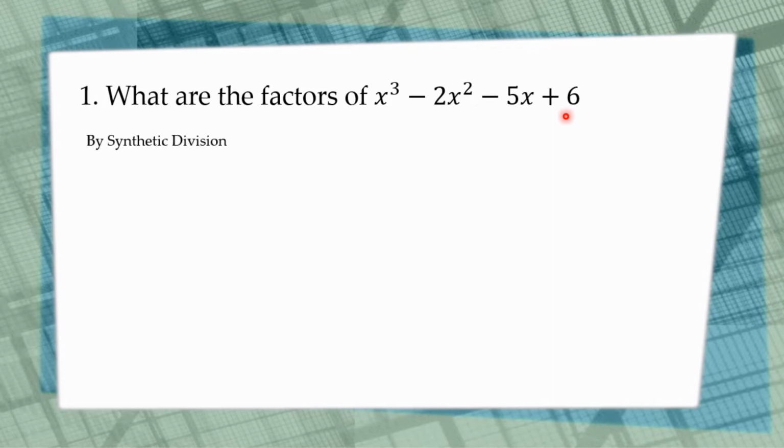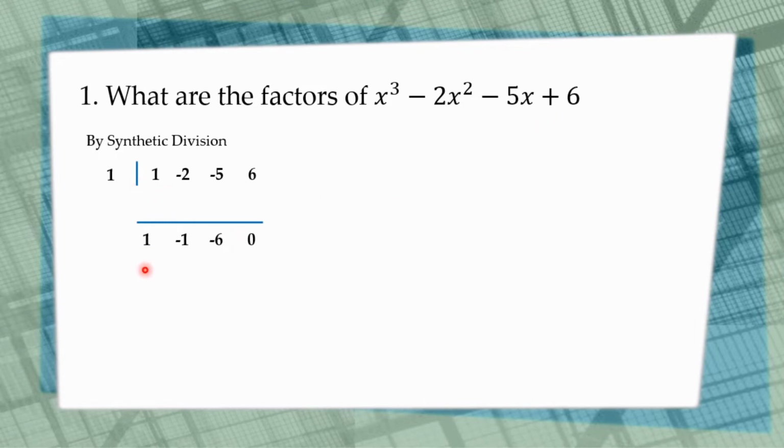So by synthetic division, since the polynomial is in standard form, bring down all the coefficients. So we have 1, negative 2, negative 5, and 6. Then I'll choose positive 1 since 1 is one of the factors of the constant term, which is 6. And then divide by synthetic division.